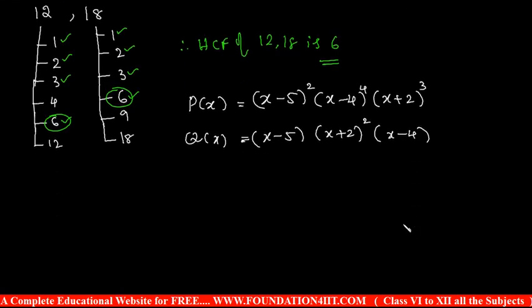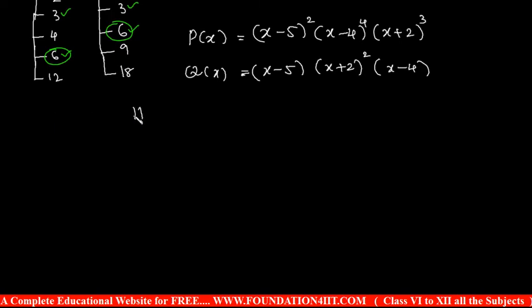To find the HCF, highest common factor, we should not take the biggest power. In P of x, the factors are x minus 5, x minus 4, x plus 2, but x minus 5 has a maximum power of 2, while in Q of x, x minus 5 appears only one time. So the common part is only x minus 5 to the power 1. Next, x minus 4 to the power 4 in P and power 1 in Q, so we can take x minus 4 once.